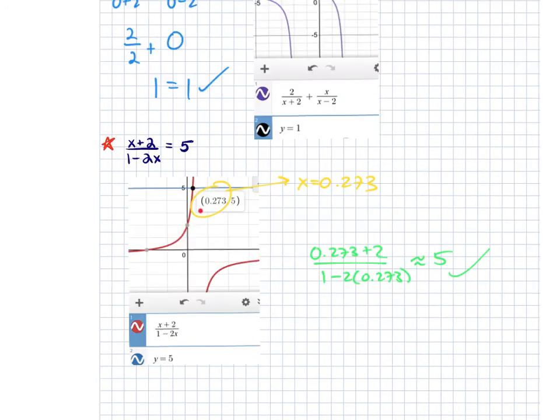Okay, and then here, this turns out to be a decimal. So when you do plug it in to check, it doesn't work exactly, but you'll see with a calculator, it's like 5.000. And so it's close, so you can see that it works. So the answer is 0.273 here.